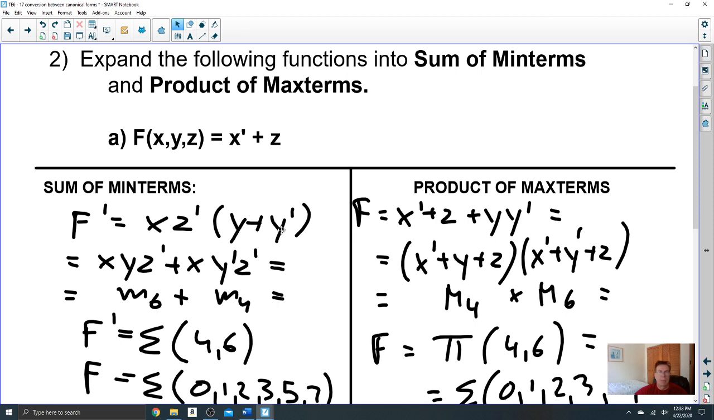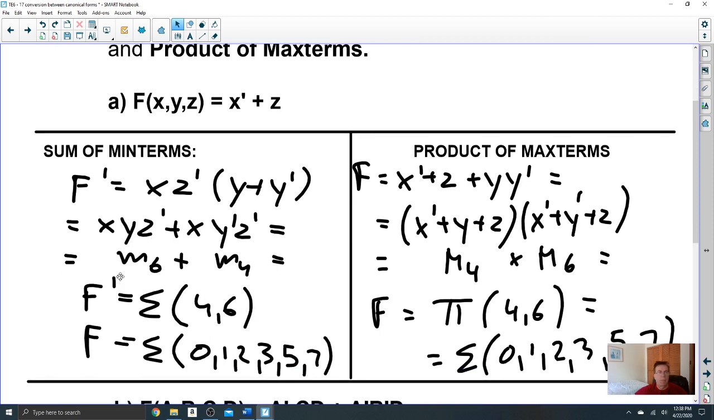only because we have only one term and only one variable missing. So the one variable missing is y plus y prime. So we're going to multiply x z prime times y plus y prime. So we're going to have the following. We're going to expand it into minterm 6 and minterm 4. This is minterm 6, this is minterm 4. Okay, we're expressing f prime as sum of minterms 4 and 6.